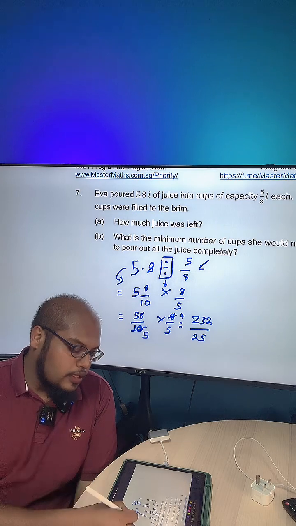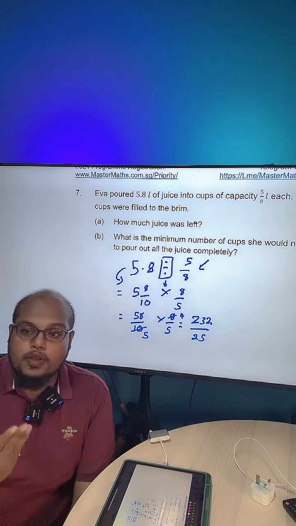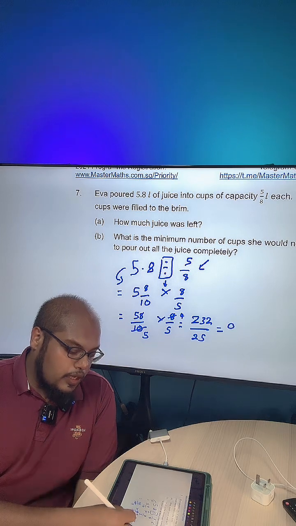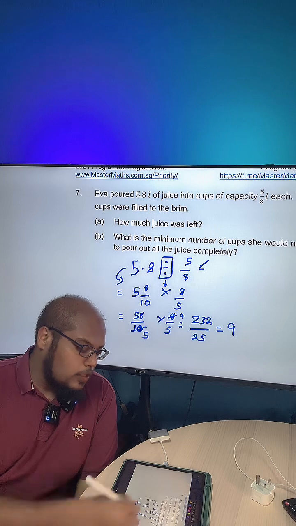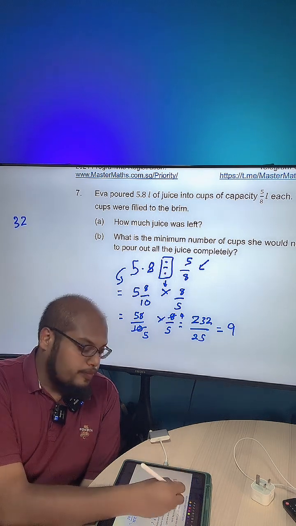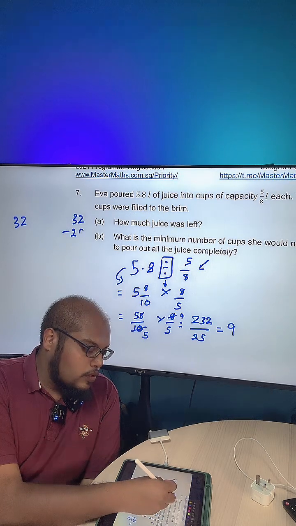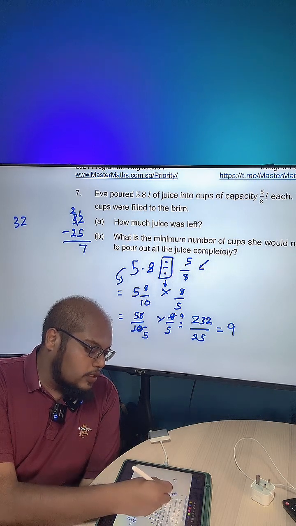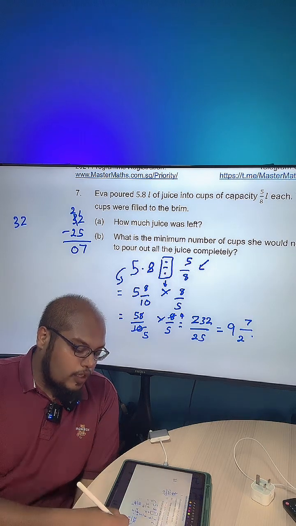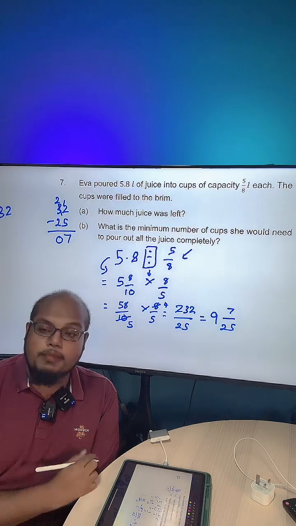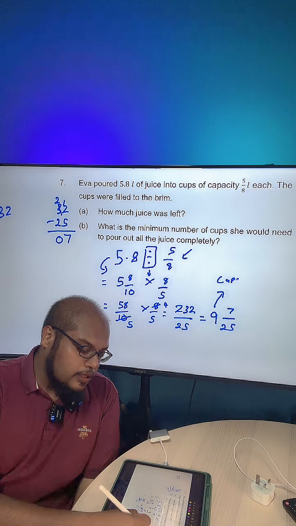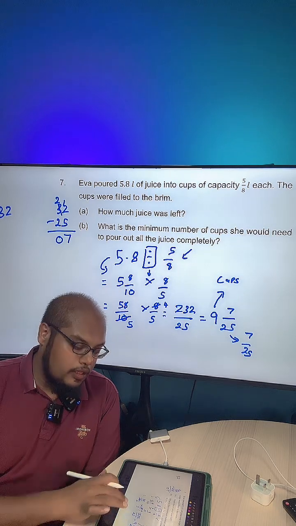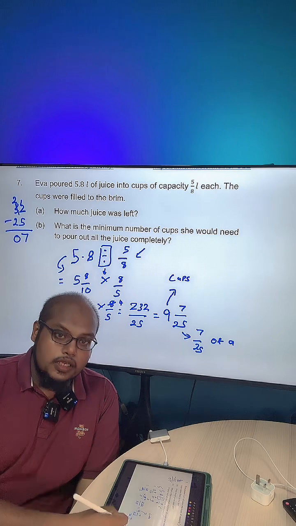Now, how do we convert this? Every 100, I know there's 4, when I divide by 25. So there's 200 here, so this will be 9. And then the remaining is 32 minus 25. 12 minus 5 is 7, 2 minus 2 is 0, so 7 over 25. So what does this 9 and 7 over 25 mean? That means I got 9 cups, and then the remaining amount can actually fill 7 over 25 of a cup.